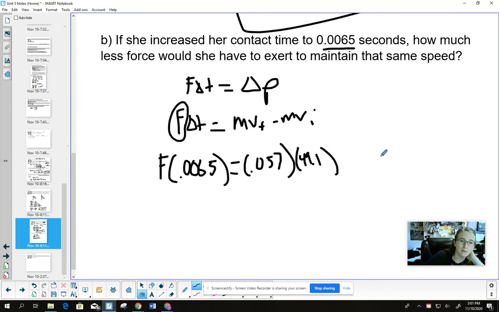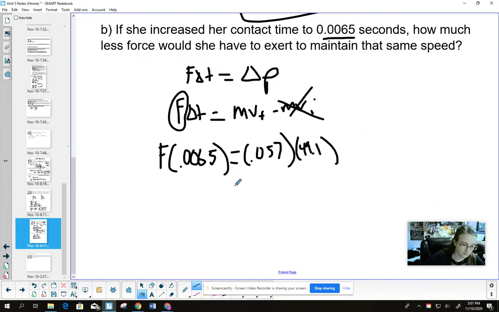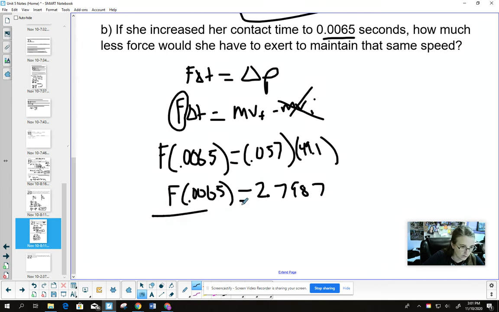And once again, we could plug it in if we wanted to, but the ball is still at rest. So let's solve this here. We got 0.057 times 49.1. We got force times 0.0065 equals 2. I'm going to go ahead and write all of this because it's not many decimals here. 2.7987. We're going to divide that by 0.0065.